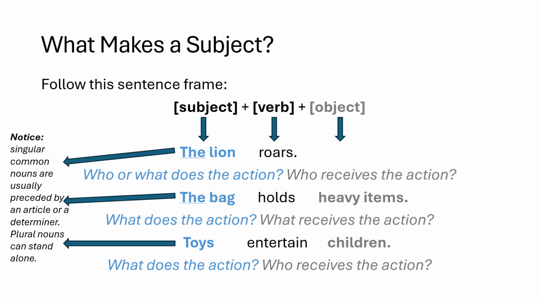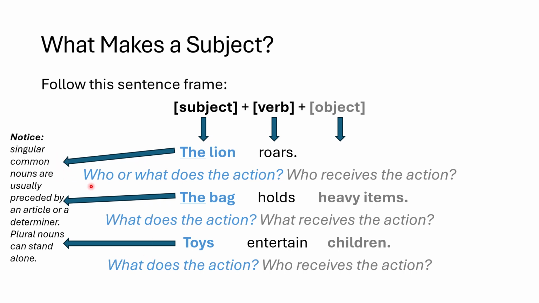Follow this sentence frame. Subject plus verb plus object. The lion roars. Who or what does the action? The subject, which is the lion. The bag holds heavy items. What does the action? The subject, which is the bag. Toys entertain children. What does the action? The subject, which is toys. Notice that the subjects in these sentences are common nouns.